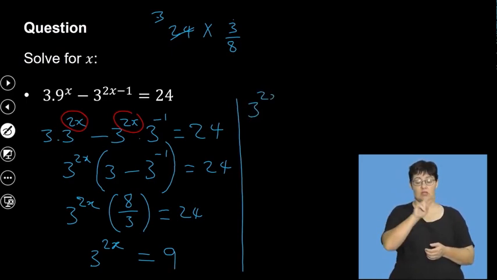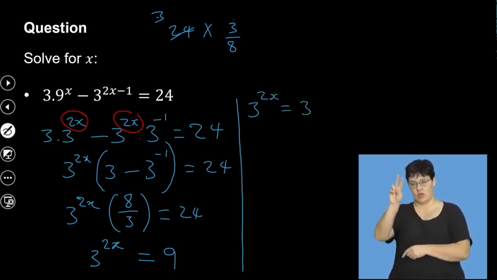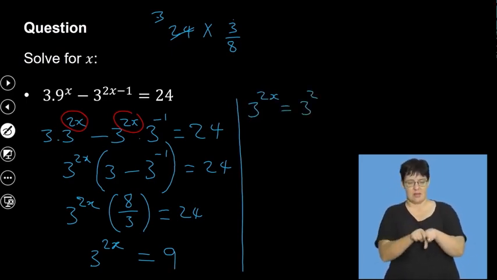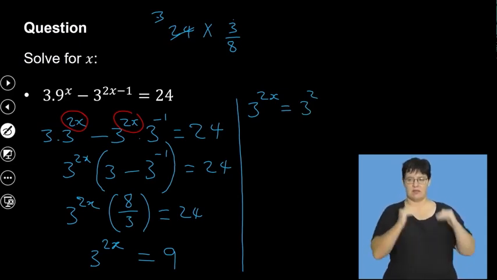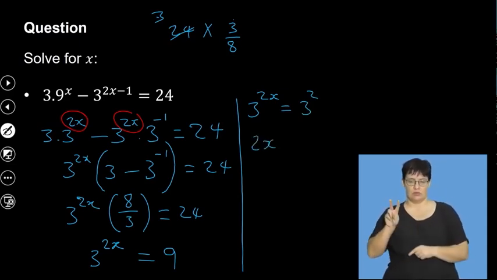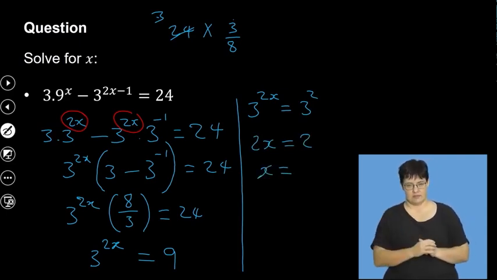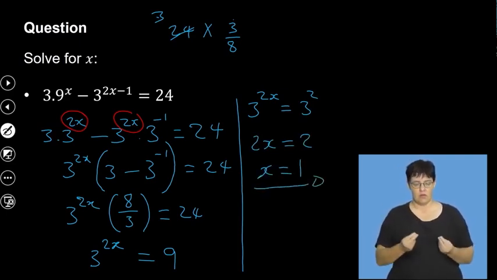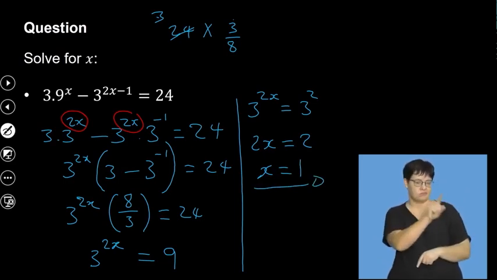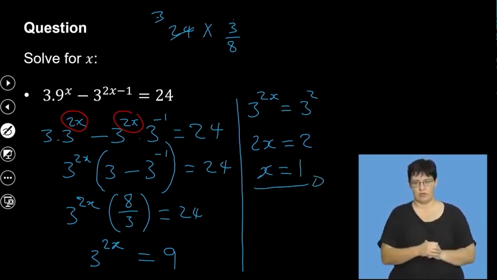3 to the exponent of 2x equals 3 squared. Bases are the same, one power, equate the exponents. So 2x equals 2, and then x equals 1. And then you can always test your answer to see whether it's correct or not.